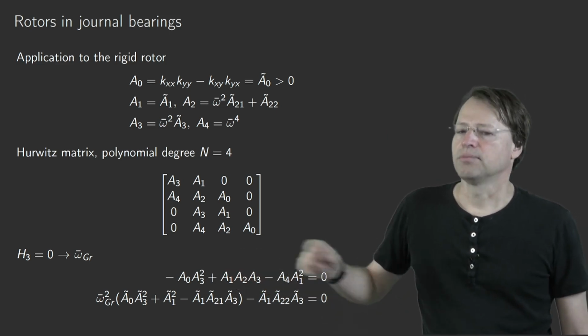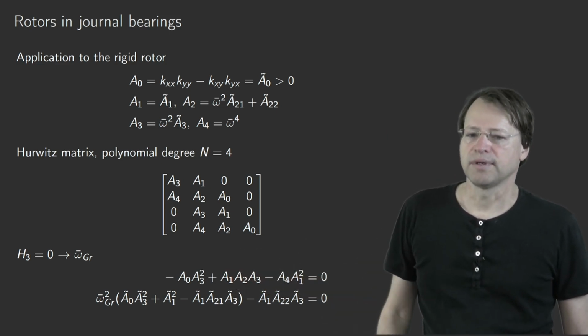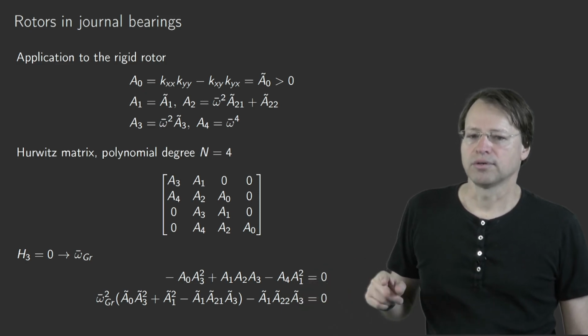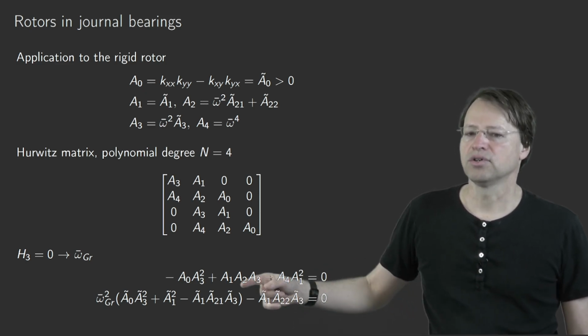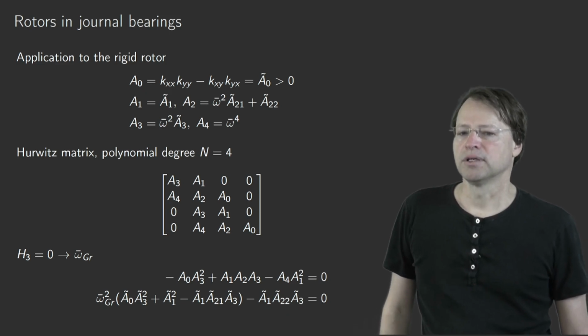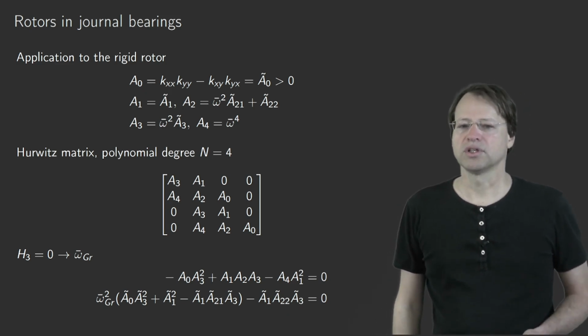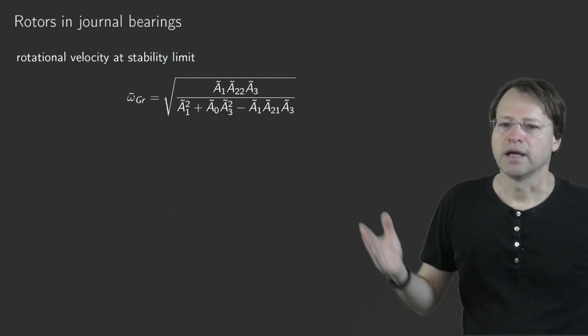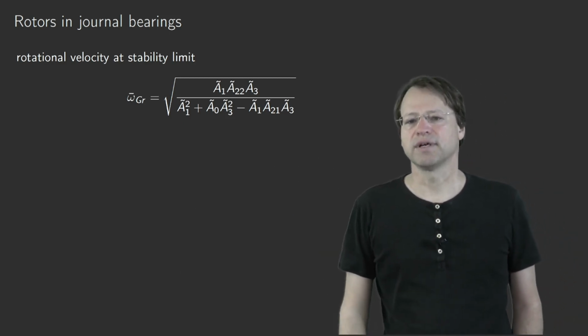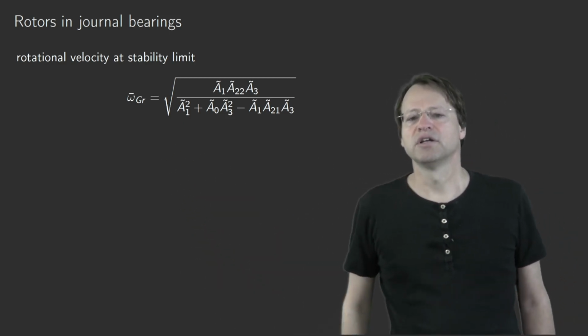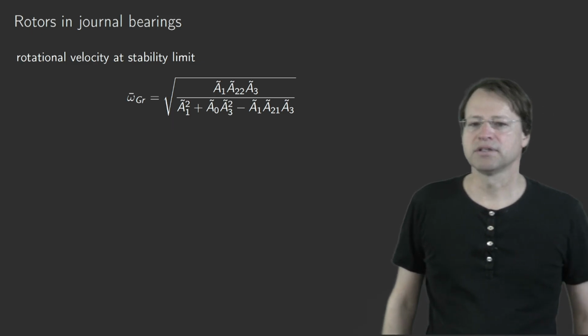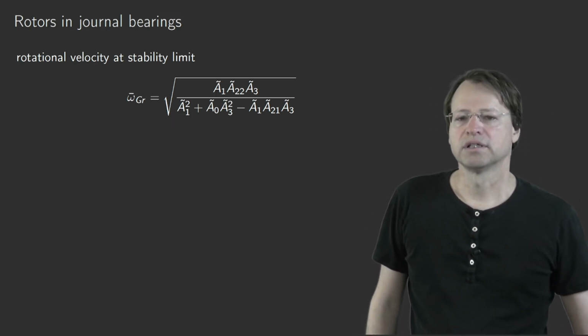And this equation can now be easily solved for omega gr squared. So you put that term on the right-hand side in the numerator and you divide by the term in parentheses. And this is shown on the next slide. And then you take the square root, and this will be the result for our stability limit for omega gr.